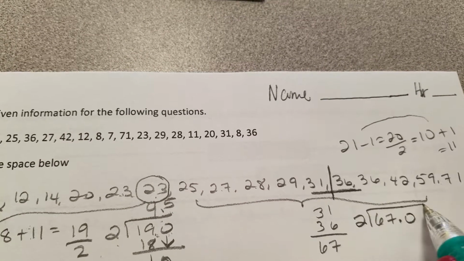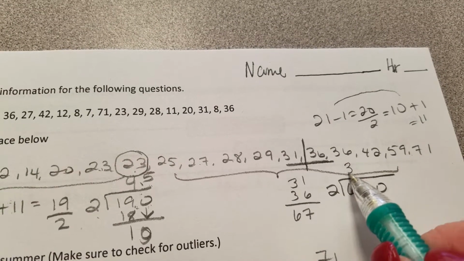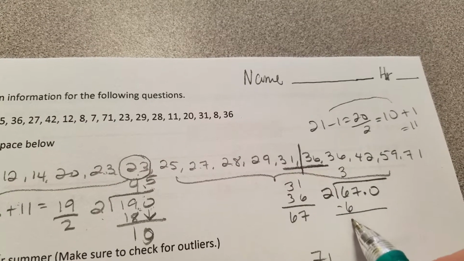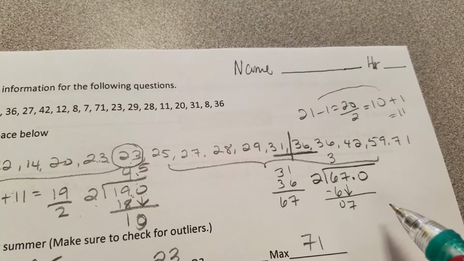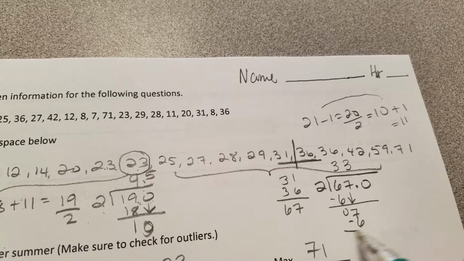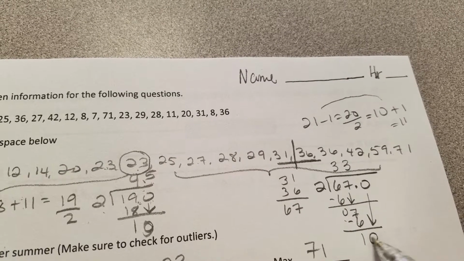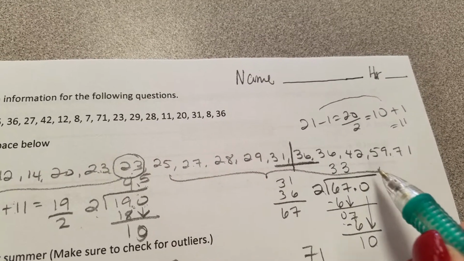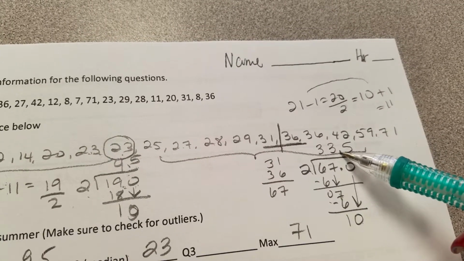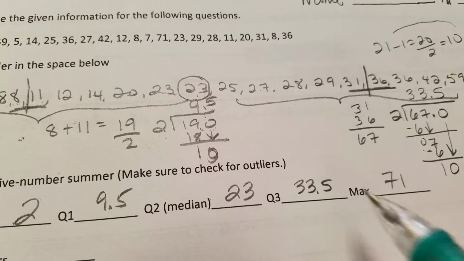Remember, change it into a decimal, add a decimal and a 0 on there. 2 goes into 6 3 times. 2 times 3 is 6. We're going to subtract. That's 0. Bring down the 7. 2 goes into 7 3 times, which is 6. We're going to subtract. 7 minus 6 is 1. Bring down the 0. 2 goes into 10 5 times. So we're going to get 33.5 here. So that right there is my upper quartile, 33.5.